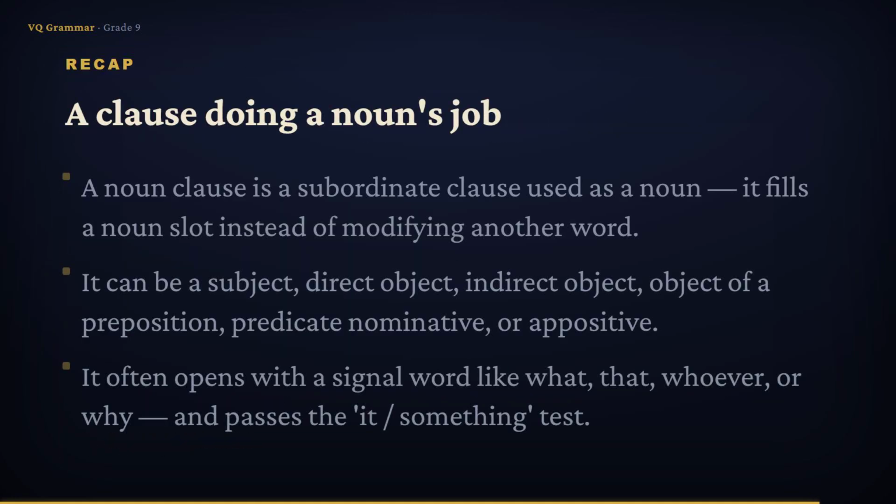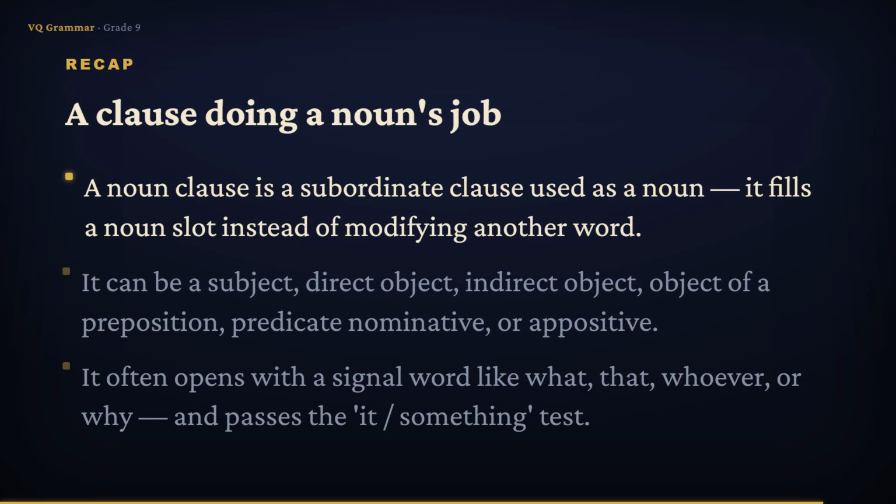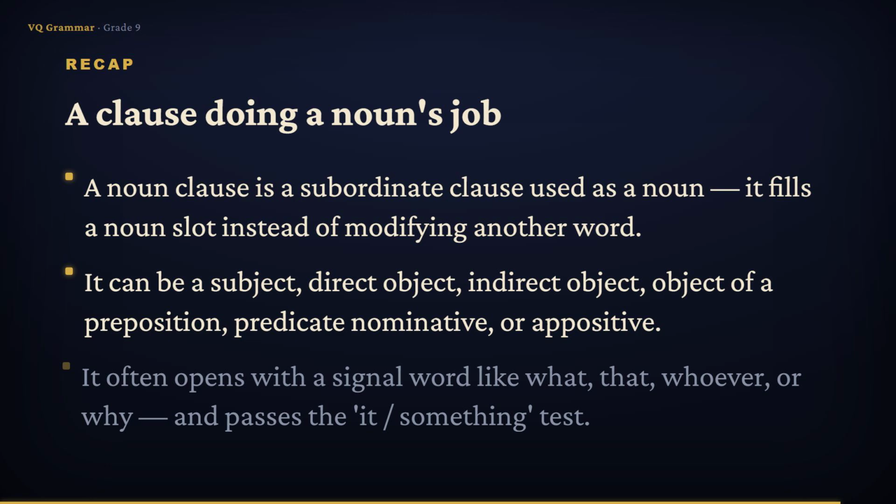Let's gather everything up. A noun clause is a subordinate clause used as a noun. Instead of modifying another word, it steps into a noun slot and does that job itself. It can be a subject, a direct object, an indirect object, the object of a preposition, a predicate nominative, or an appositive. Anywhere a noun can go.